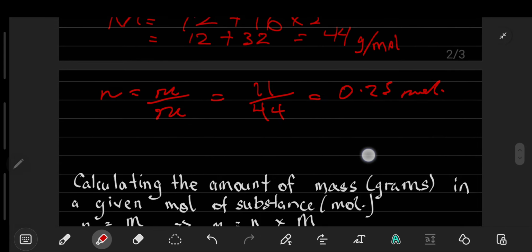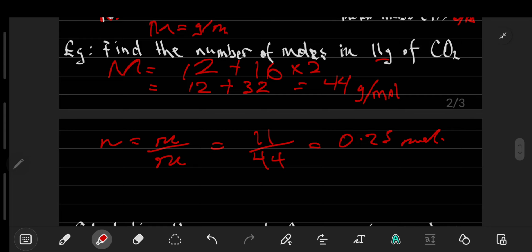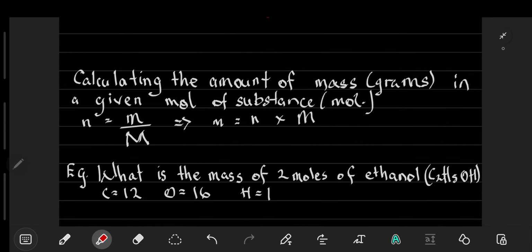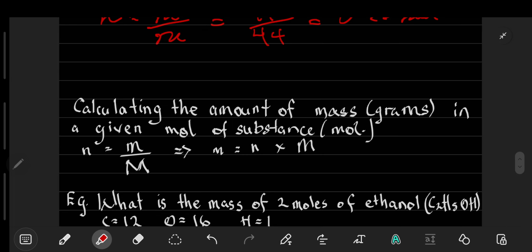Now let's take another example before we move on to our next subtopic. How do we calculate the amount of mass or grams in a given mole of a substance? We can use the same formula and then we do change of subject. So we learned that number of moles is equal to the mass of the substance divided by what? The molar mass. So if we multiply both sides by the molar mass, we'll end up having what? The mass. So the mass, which is the amount of a substance, is equal to the number of moles times the molar mass.